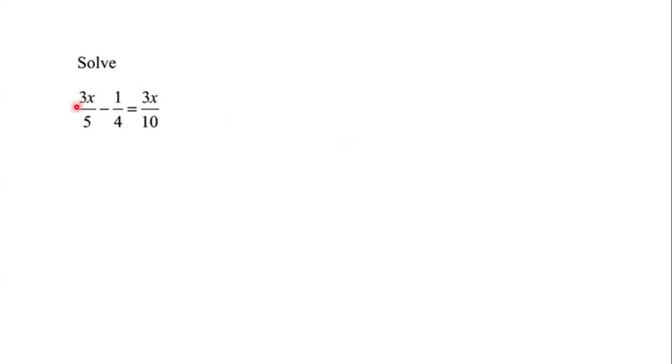Okay, here our goal is to solve this linear equation. Notice that we have 3x over 5 minus 1 over 4 is equal to 3x over 10. We have 5, 4, and 10, and these are the denominators of each of our fractions. But we don't want to have our denominators. We want to eliminate these denominators, and this would help us in solving this linear equation.